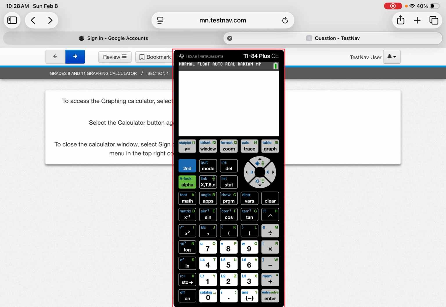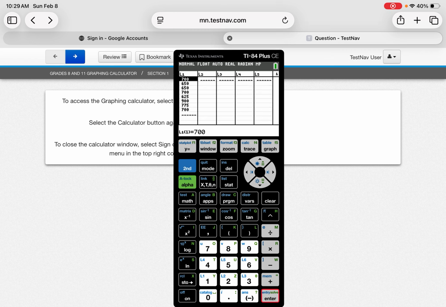So I'm going to follow some steps. The first thing that we're going to do is press Stat, which is near the top, right by the Alpha, kind of two buttons over. So we're going to press that. And then I want to edit data or enter data. So the very first one, it says Edit. We're going to hit enter.